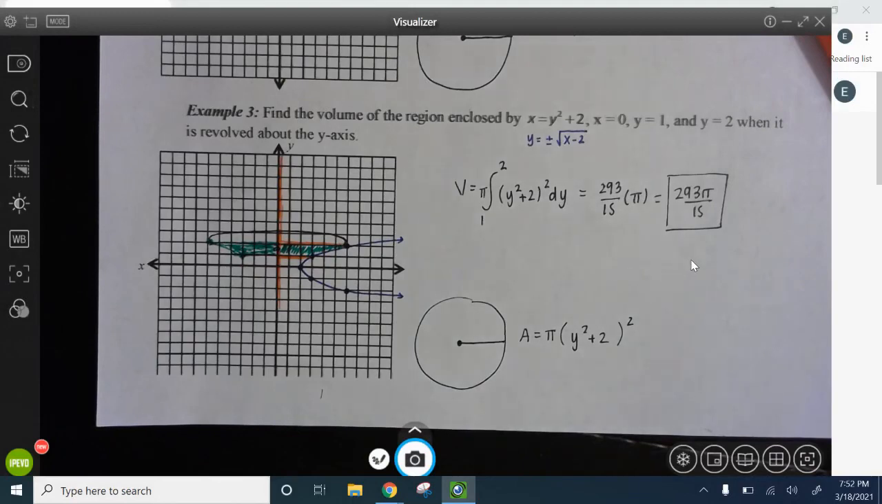All right, so now we are going to look at the washer method, which is, well, what happens if we have some space here? So what happens if we don't end up getting a solid disk? But that's going to be in another video.